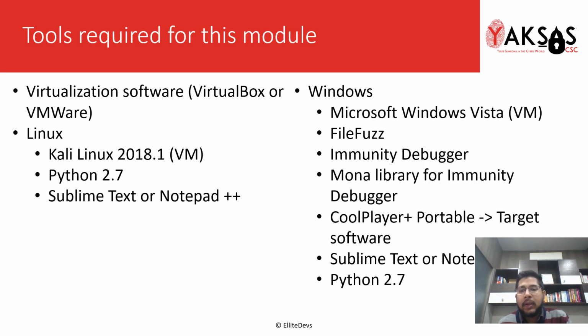On the Windows machine, we'll be using Windows Vista 32-bit as a VM, and we'll be using the following software: FileFuzz for fuzzing, Immunity Debugger for debugging the application, Mono library for Immunity Debugger, and our target software will be Cool Player Plus Portable. And again, we'll need an editor on the Windows machine as well. You can use either Sublime Text or Notepad++, and we'll need Python 2.7 installed on this Windows machine.